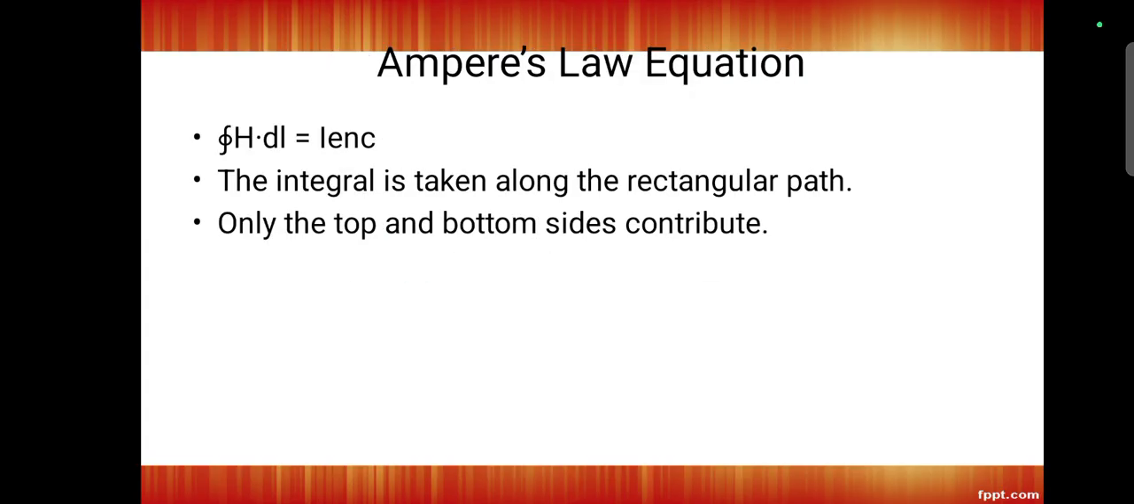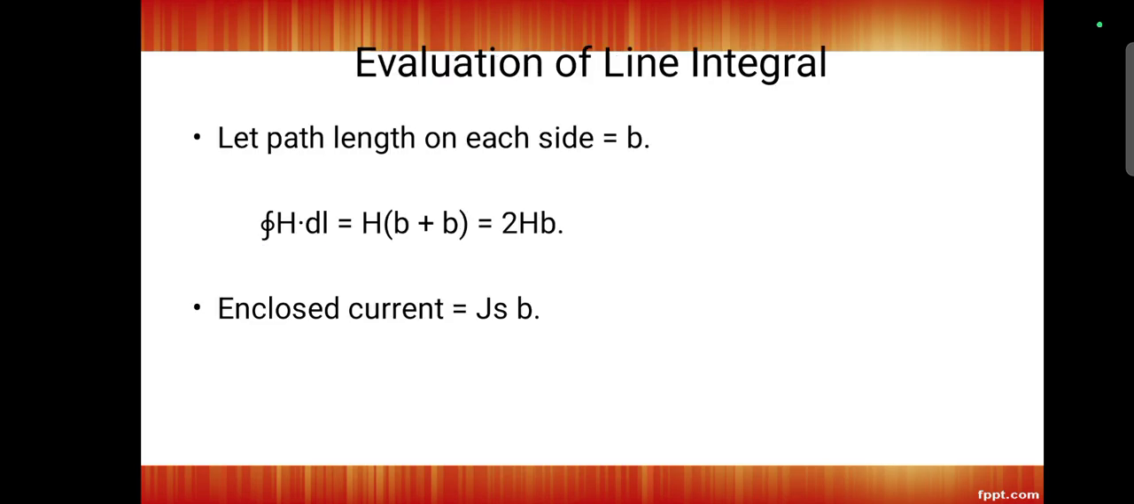Ampere's law states that the closed integral of H dot dl equals I enclosed. The integral is taken along the rectangular path. Only the top and bottom sides contribute. Now the evaluation of the line integral.